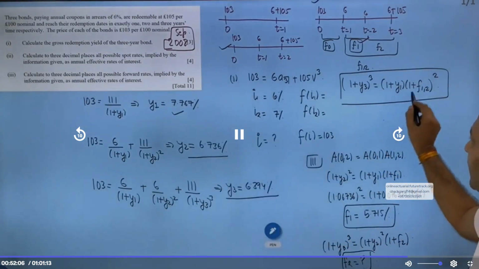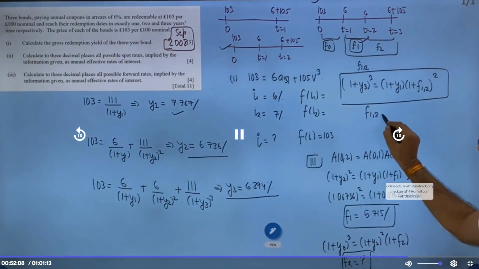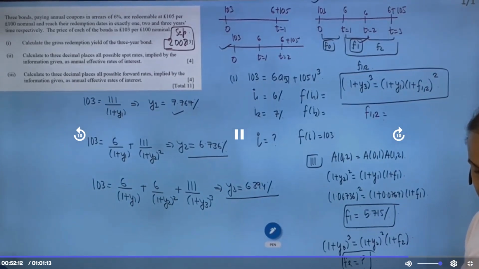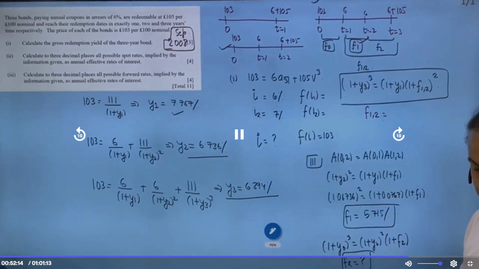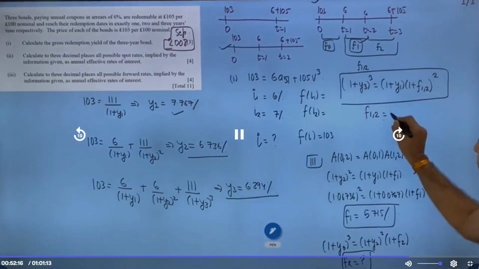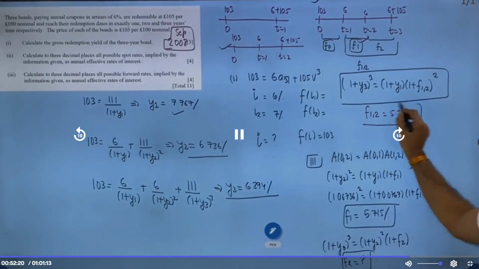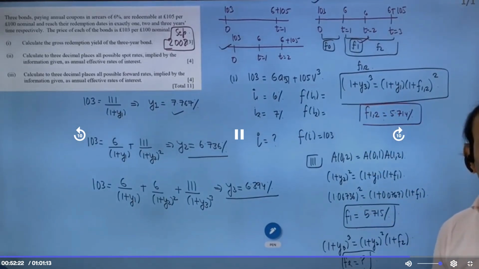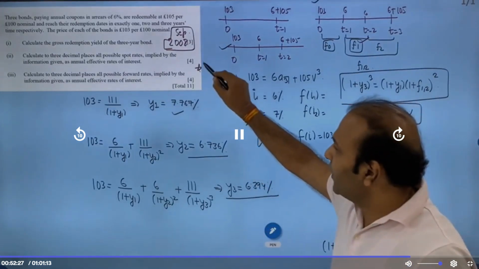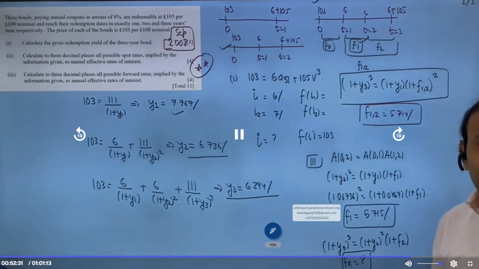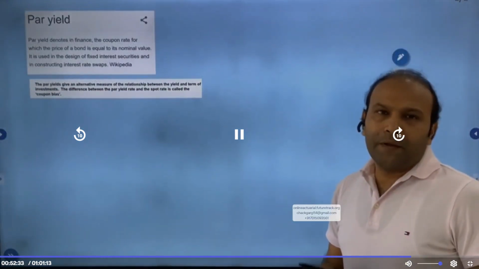फाइन. तो क्लास इस इक्वेशन से हमारा f1 कॉमा 2 मिलेगा. फाइन. तो क्लास दिस इज 5.714%. Clear class? Any problem? So class, another very important and very good question from your past year paper. Fine. So class, next topic is par yield.